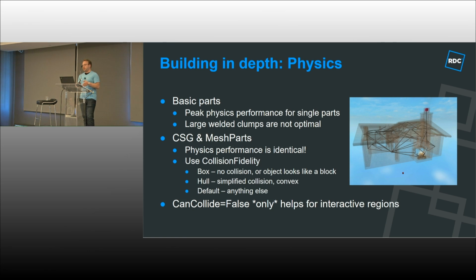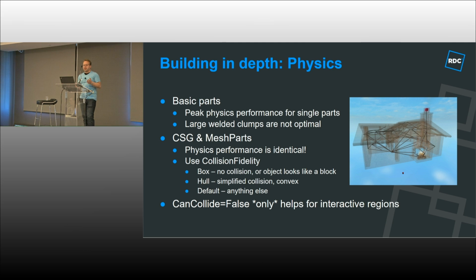So let's talk about physics performance for a bit. So once again, basic parts, CSG, mesh parts. What's the difference? Basic parts, it's kind of the same deal. It's peak physics performance if you have one big part. It's not very performant if you have a lot of small parts. There are some optimizations that are missing from this right now. We are planning to work on some of this, but fundamentally, since you can take any part and move it anywhere at any point in time, it's going to be less efficient than using something like a CSG, right?